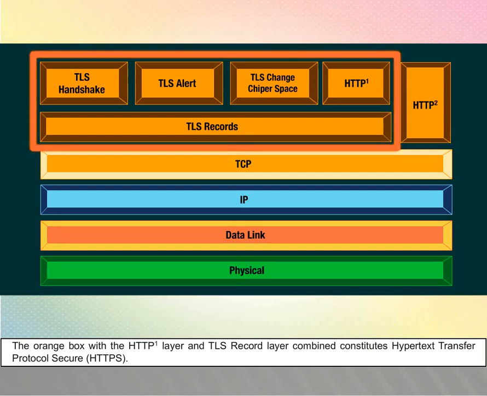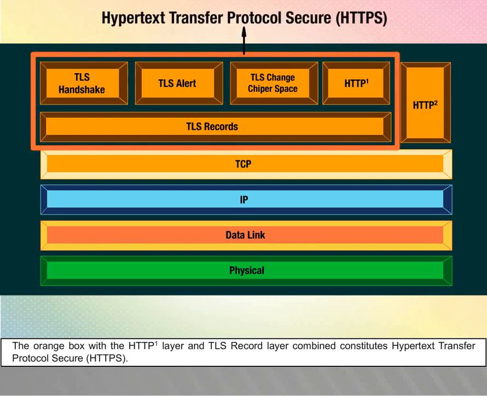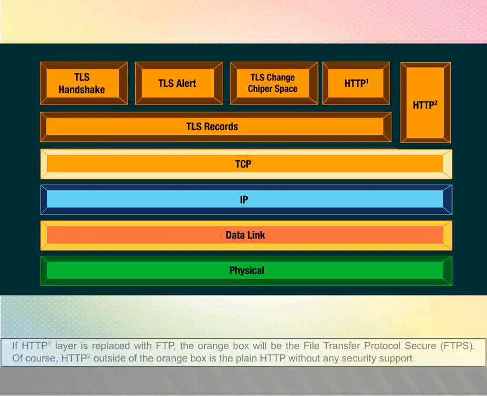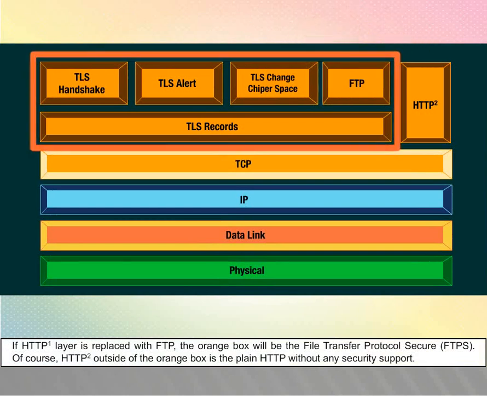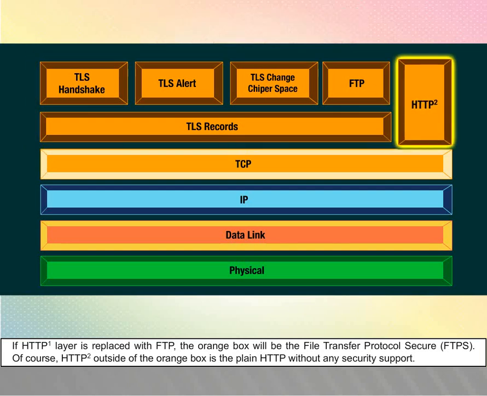The orange box with the HTTP layer and TLS record layer combined constitutes Hypertext Transfer Protocol Secure (HTTPS). If the HTTP layer is replaced with FTP, the orange box will be the File Transfer Protocol Secure (FTPS). Of course, HTTP outside of the orange box is plain HTTP without any security support.